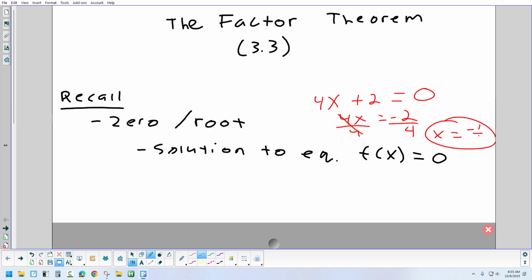Negative 1/2. Negative 1/2 is called the root or the 0 of that equation. If you plug that number in for x, you will get 0. That's what it means. Any question on that? And that one's easy enough. We can solve algebraically, but if we couldn't, we could graph this in y1, and then we could look at where it crosses the x-axis and do second calc 0, and we could get the same thing.